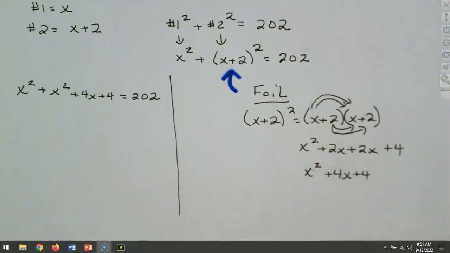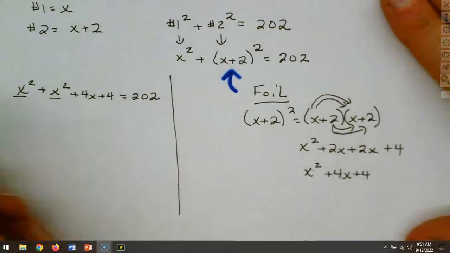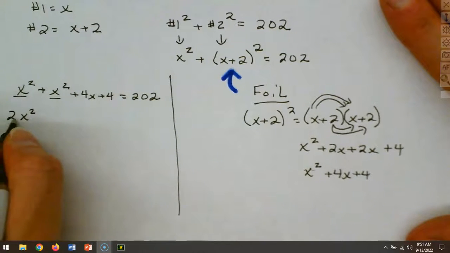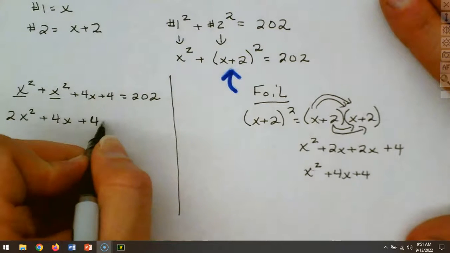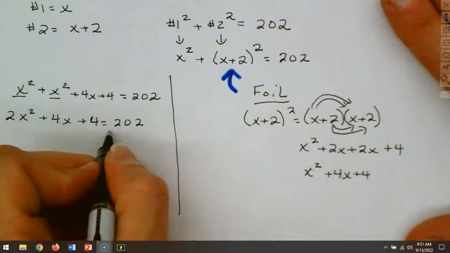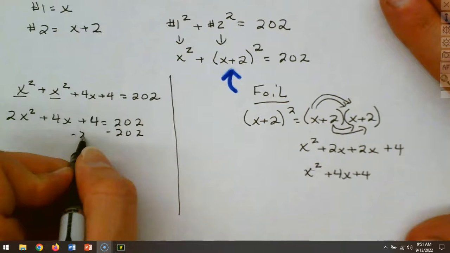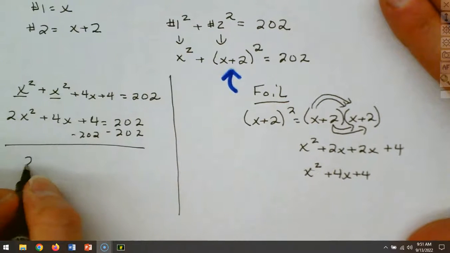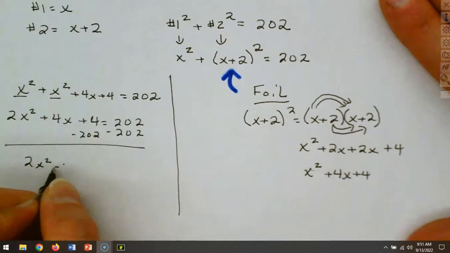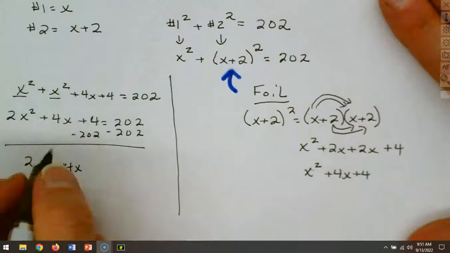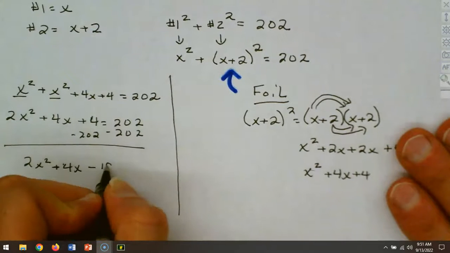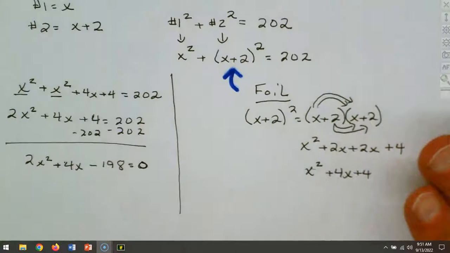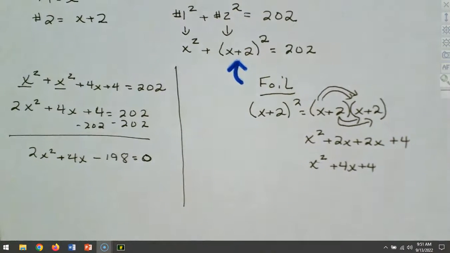Now, we can combine things together. So let's go ahead and combine those together. And that's going to give me a 2x squared, right, plus 4x plus 4 equals 202. We've got to set this to 0. So I'm going to subtract that 202 over. Now let's see what we've got. 4x there. And then we've got a minus 198, I believe, minus 198, and that equals 0. How do we finish this?